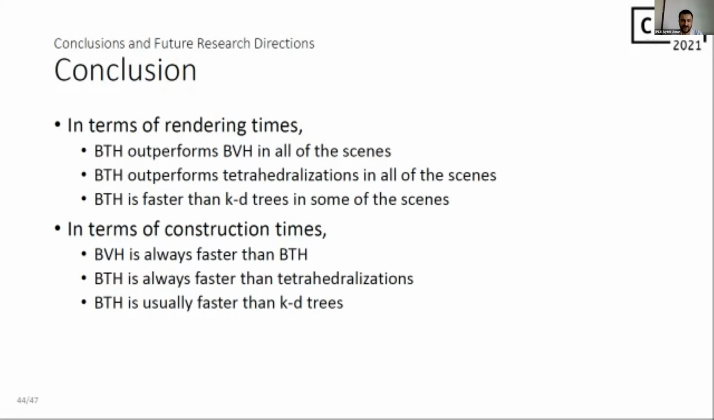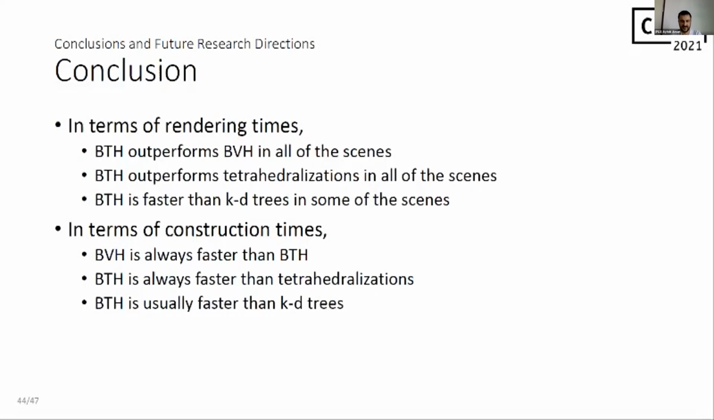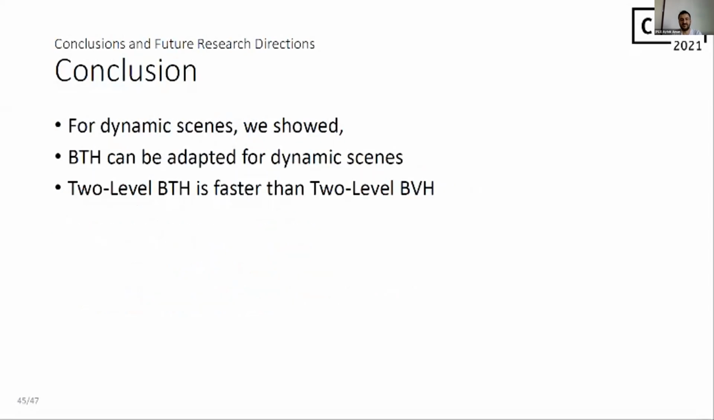And in terms of construction times, BVH is always faster than BTH, and BTH is always faster than tetrahedralizations, and BTH is usually faster than KD3s. And for dynamic scenes, we showed that BTH can be adapted for dynamic scenes, and two-level BTH is faster than two-level BVH.